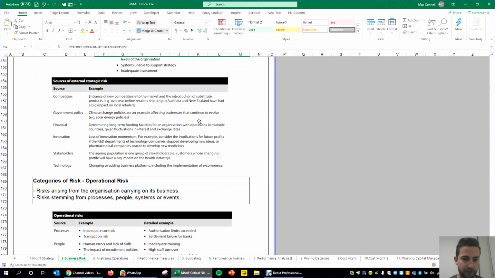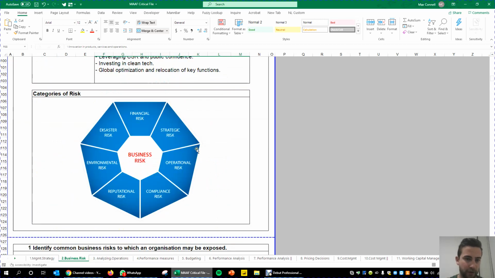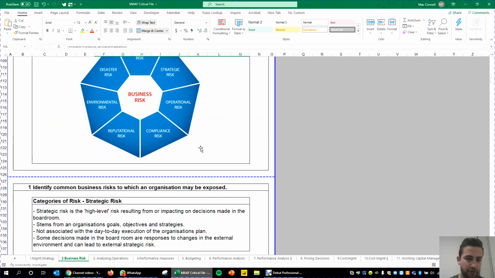And then what the chapter goes through is a summary of each of those categories of risk. So for example, strategic risk, just going in and understanding what it is. Now you might get a question in your exam where it might actually say, give us 3 examples of a strategic risk or an operational risk. So in that sense, it is good to understand what each of them mean.